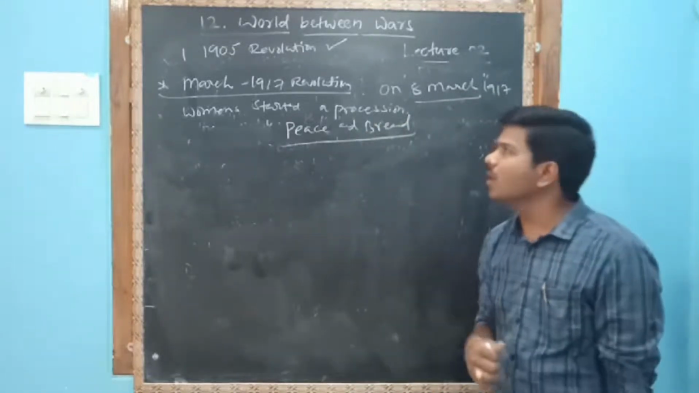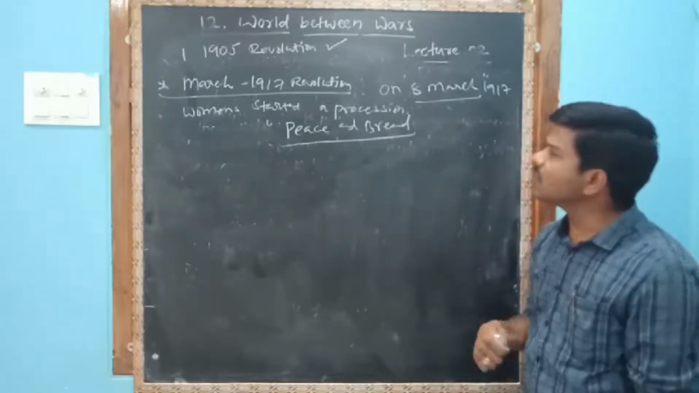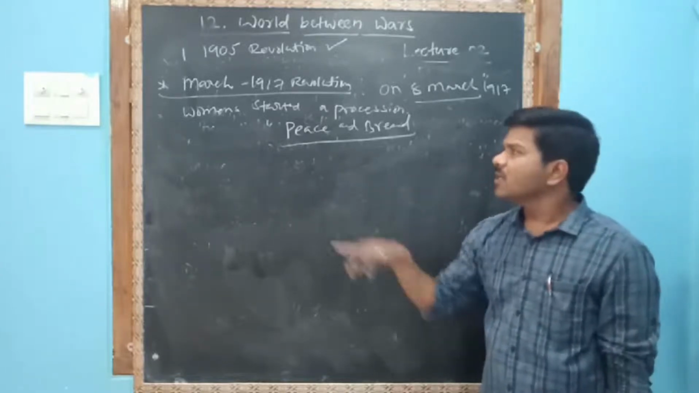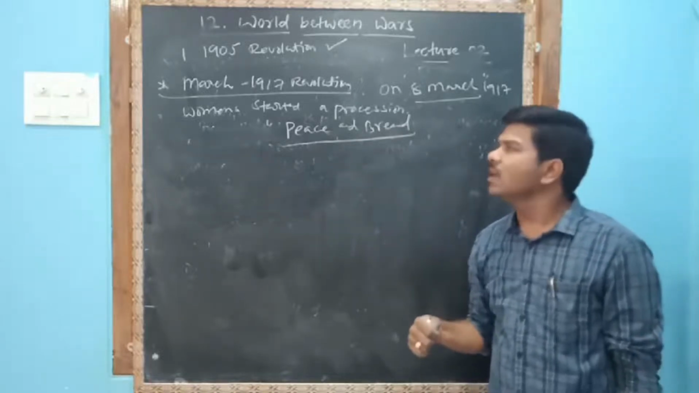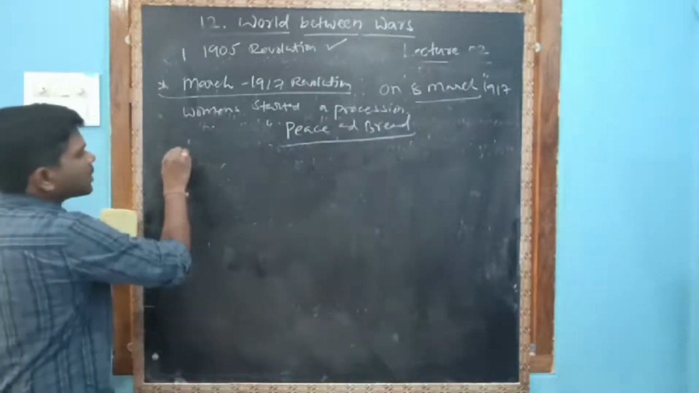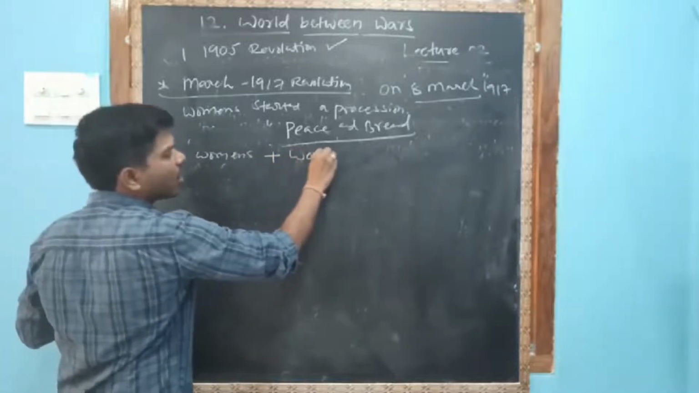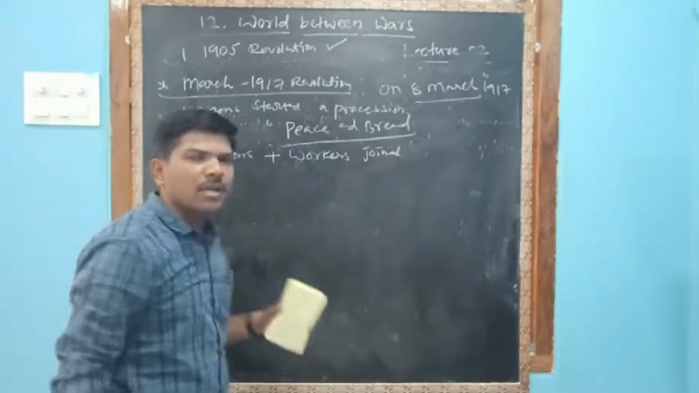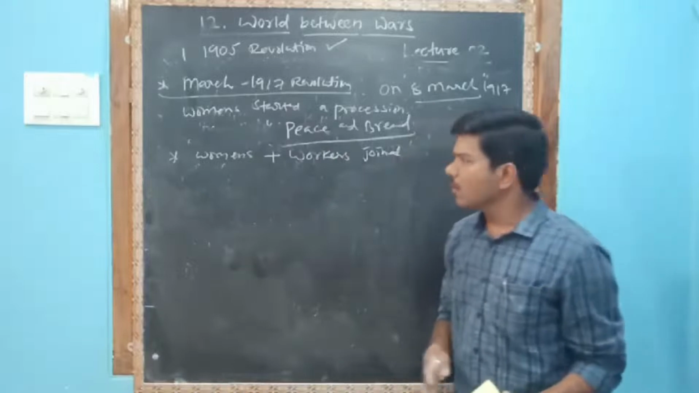One procession was going on on 8th March 1917, the day of International Women's Day. They were giving slogans for peace and bread. We don't want war. We want peace and bread. First the women started, and after the women, workers joined. Whenever workers joined, it became very huge, very crowded.